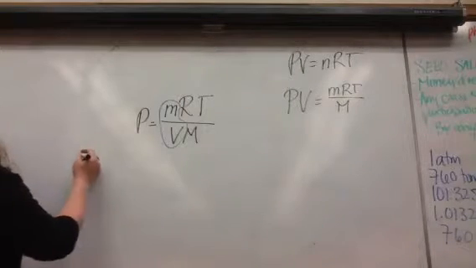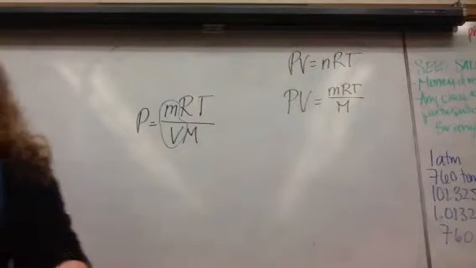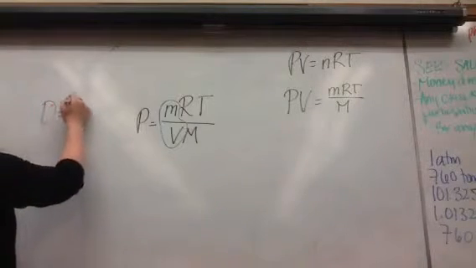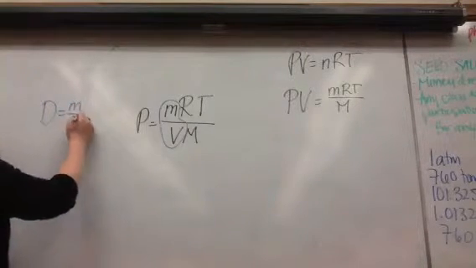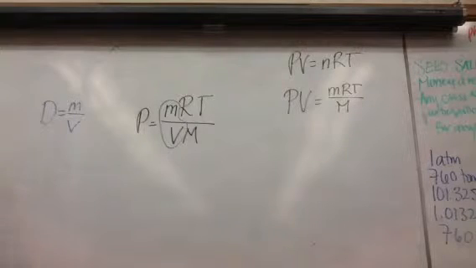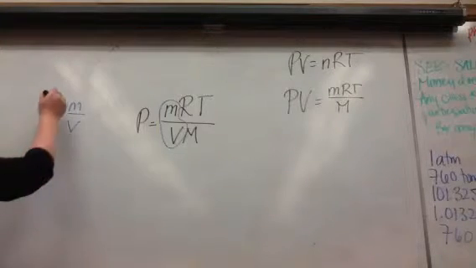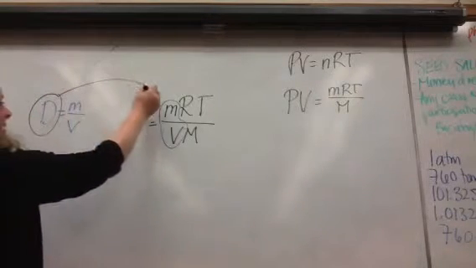It's mass divided by volume. You've worked with mass divided by volume before. So density is equal to mass divided by volume. So you know what we can do? Plug in something. We're going to muddy the waters here. We're going to plug D into that.